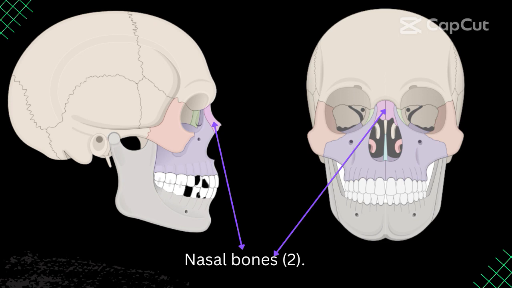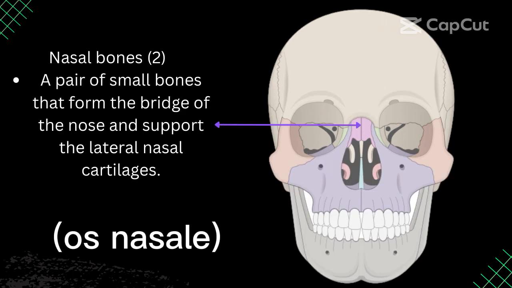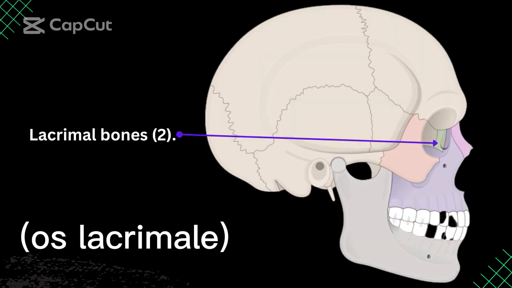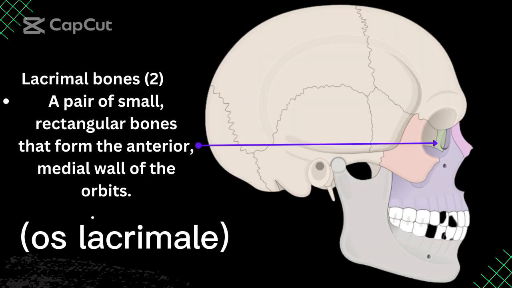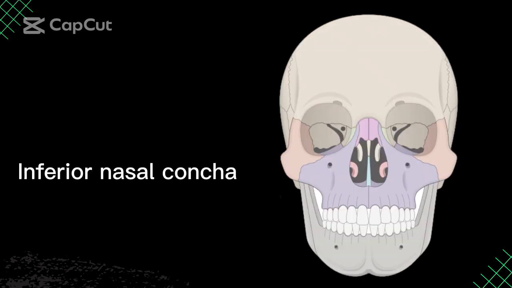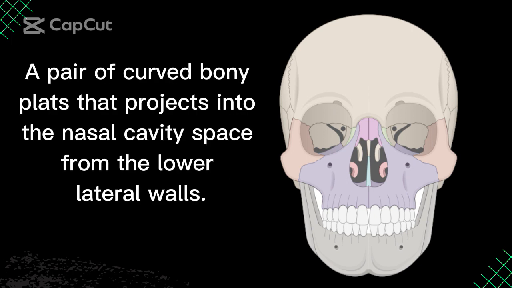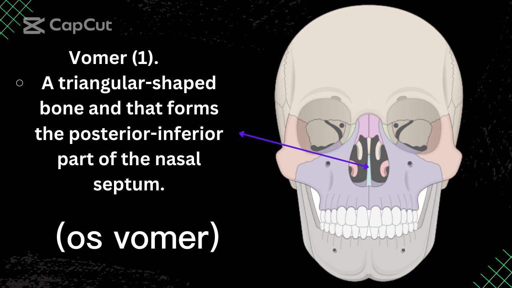Nasal bones. A pair of small bones that form the bridge of the nose and support the lateral nasal cartilages. Lacrimal bones. A pair of small, rectangular bones that form the anterior, medial wall of the orbits. Inferior nasal conchae. A pair of curved bony plates that project into the nasal cavity space from the lower lateral walls. Vomer. A triangular-shaped bone that forms the posterior inferior part of the nasal septum.